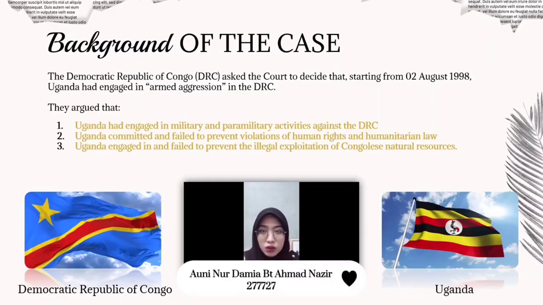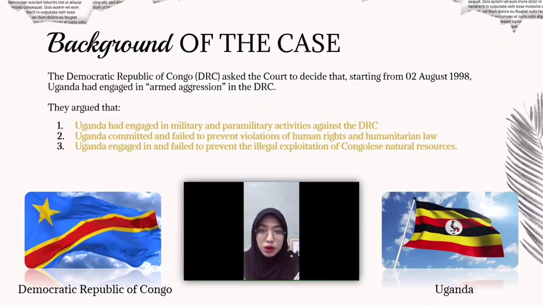Next, we'll be discussing the case concerning armed activities on the territory of the Congo, which is the Democratic Republic of the Congo versus Uganda. The Democratic Republic of Congo (DRC) asked the court to decide that starting from 2nd August 1998, Uganda had engaged in armed aggression in the DRC.